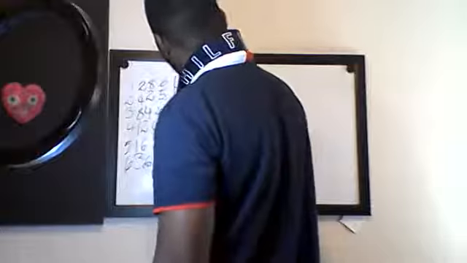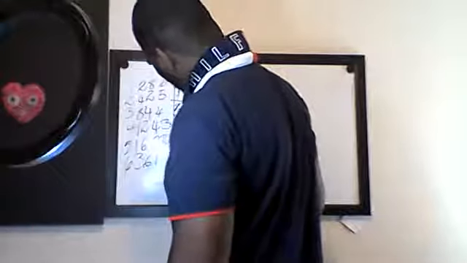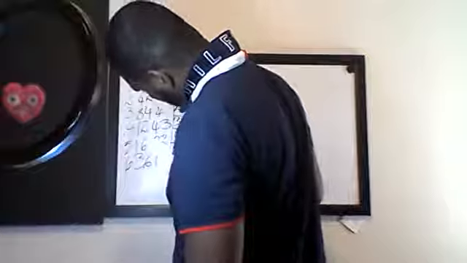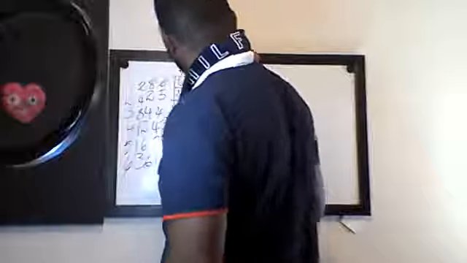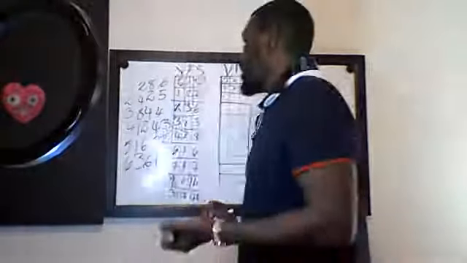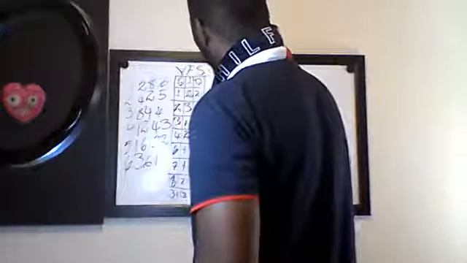1, 2, 3, 4, 5, 6, 7. We got 7 ones. Now we look for 2. 1, 2, 3, 4. We got 4 twos. Now we look for 3. 1, 2, 3, 4. 4 threes. Now we look for 4. 1, 2.